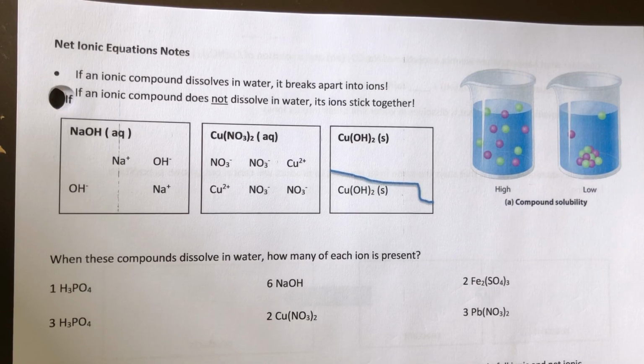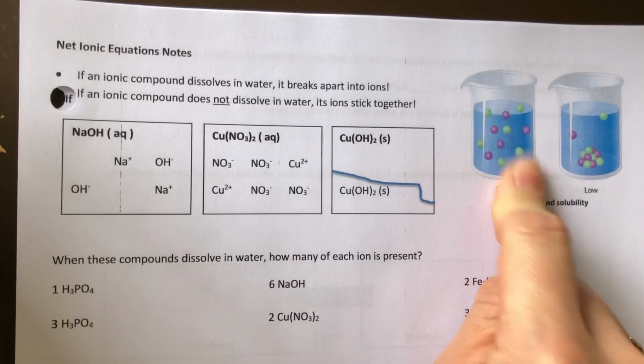All right, we're going to talk about net ionic equations, which applies to double replacement precipitate reactions. Net ionic equations show what really happens in the water when we make a precipitate. So, we should remember that when an ionic compound actually dissolves in water, it breaks apart into its ions. That's why it can conduct electricity, because the ions are now all separated and can move around.